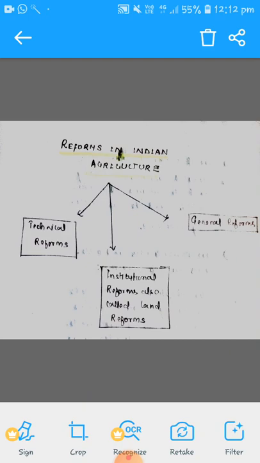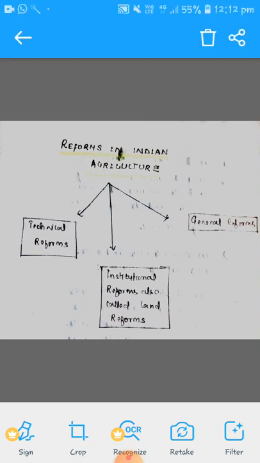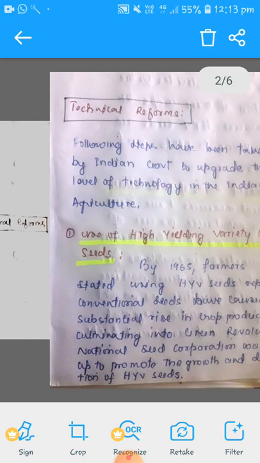We have divided the reforms made by the government into three parts. Technical reforms are there, and the second is the institutional reforms, which sometimes we also call land reforms. You must have heard about that. The third one is the general reforms. We'll see them one by one. For today, we'll just cover the technical reforms. In the following lectures, I'll be bringing all those other reforms. Okay, so let us proceed.